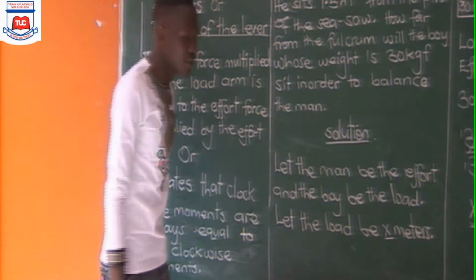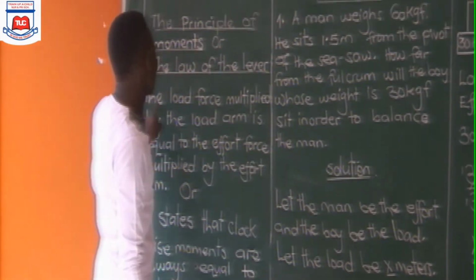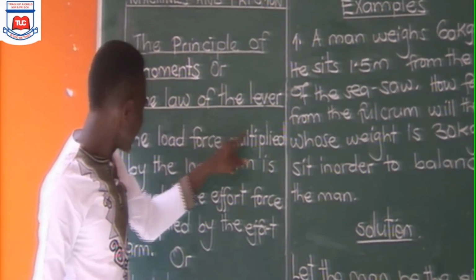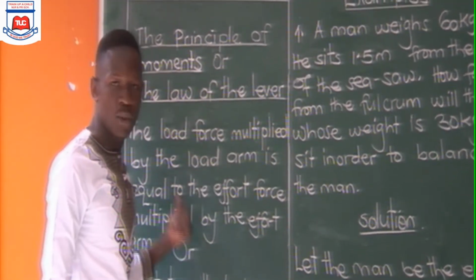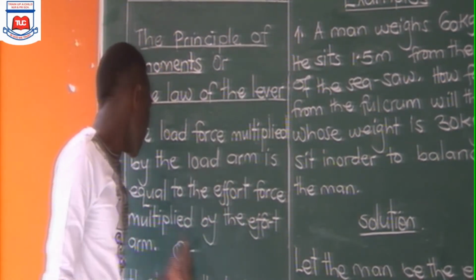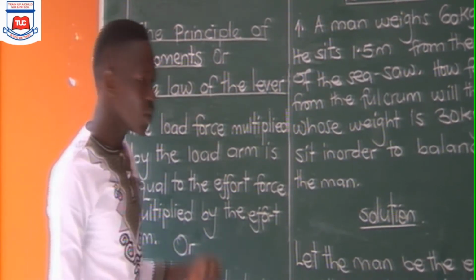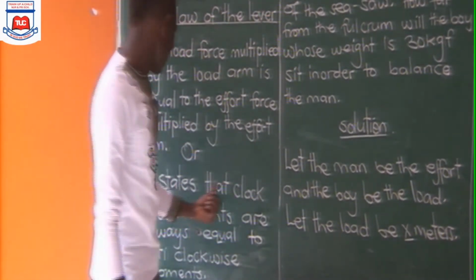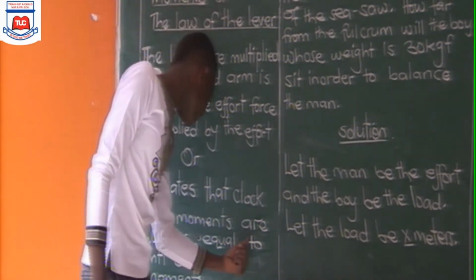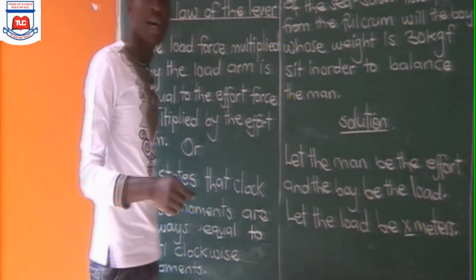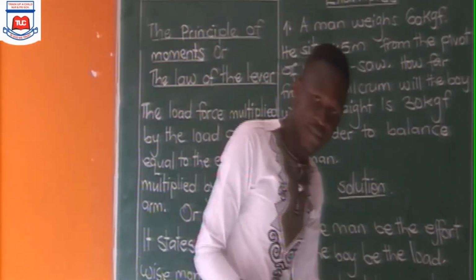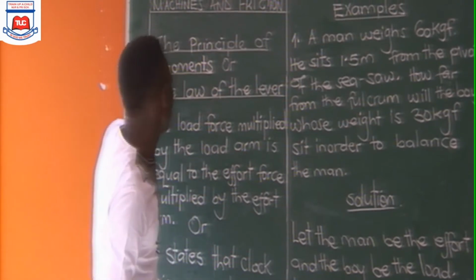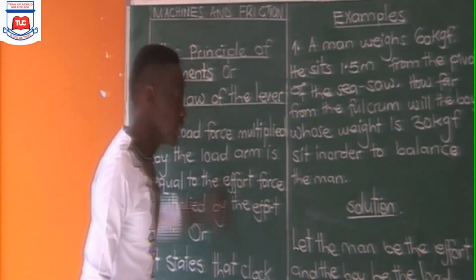As simple as this. I would like to repeat. The law of the lever states that the load force multiplied by the load arm is equal to the effort force multiplied by the effort arm. Or you can say it states that the clockwise moments are always equal to anti-clockwise moments. That is the law of the lever, or you can say the principle of moments.